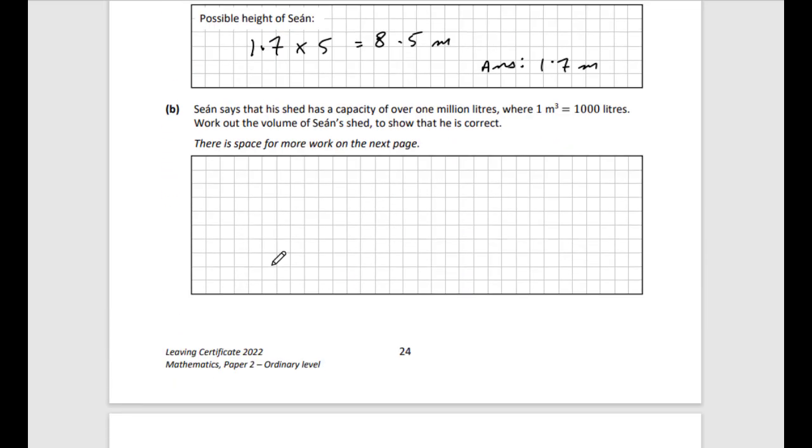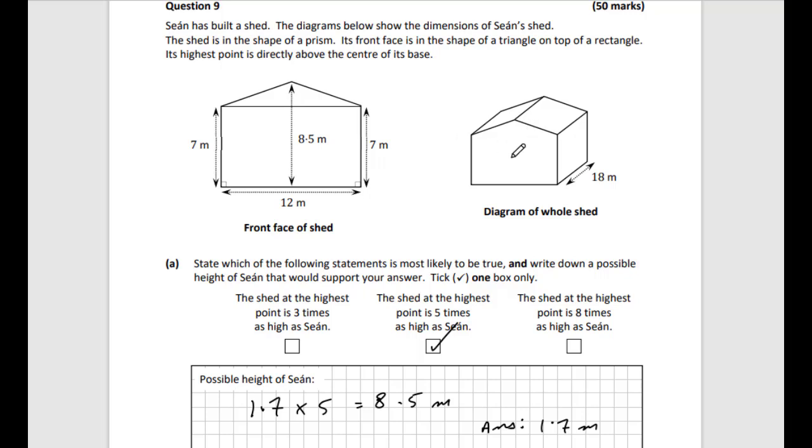Okay, Sean says that his shed has a capacity of over 1 million litres, where 1 cubic metre is 1,000 litres. Work out the volume of Sean's shed to show that he is correct. So what we need to do here is find the area of the front face and multiply it by 18. The area of the front face is going to be 7 times 12 to give us the area of this rectangle. Then we've got to get the area of the triangle, which is half the base times the height. So it's going to be half of 12 times the height of the triangle, which is 1.5, because it's 7 up to here, 8.5 up to here, so the difference is 1.5.